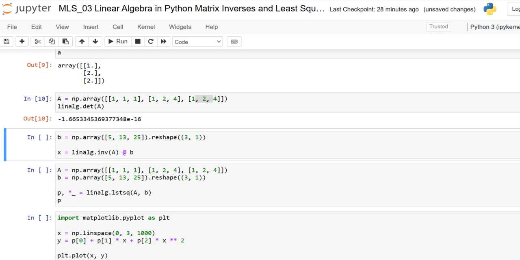You may notice that the value of the determinant here is 0. This also means that the inverse of the coefficient matrix doesn't exist. In other words, the coefficient matrix is singular.